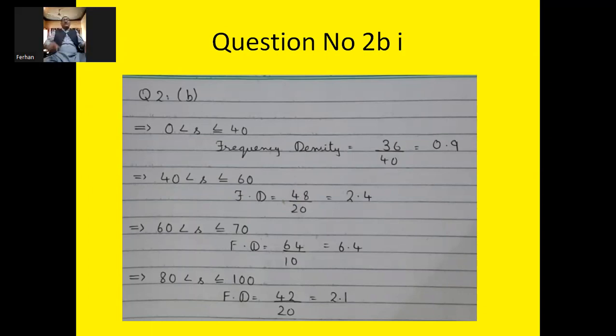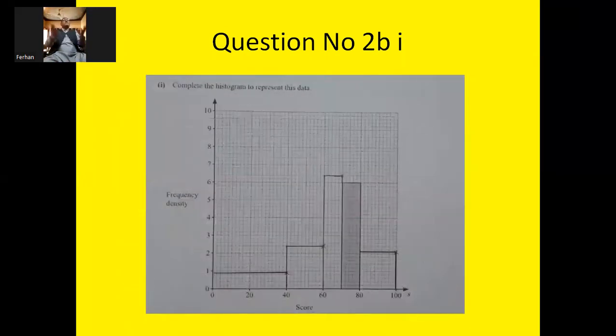So once you know the frequency densities, then you can plot them. So from 0 to 40, according to that frequency density, we have drawn these lines. So you can see that we have completed this histogram. I hope you understand.